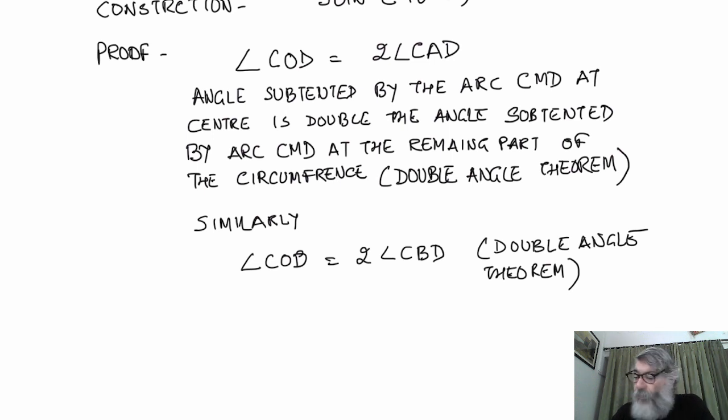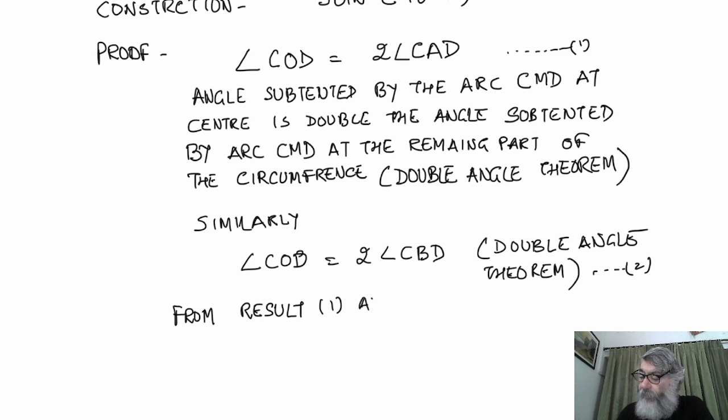So from equation 1 and equation 2, COD is equal to double of CAD. COD is also double of CBD. From result 1 and 2.